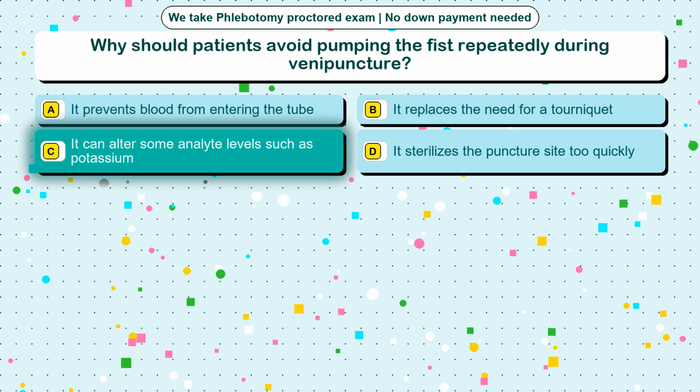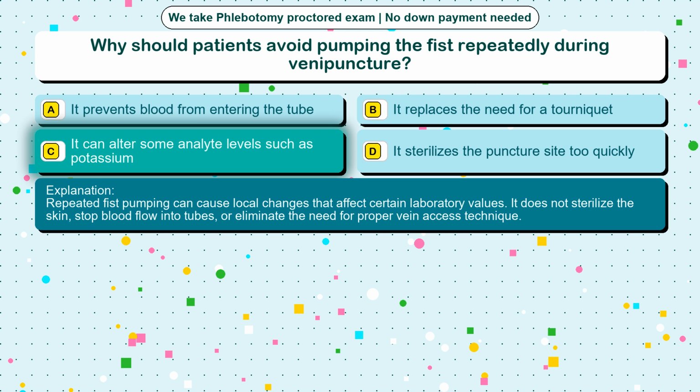The correct answer is option C. It can alter some analyte levels such as potassium. Repeated fist pumping can cause local changes that affect certain laboratory values. It does not sterilize the skin, stop blood flow into tubes, or eliminate the need for proper vein access technique.